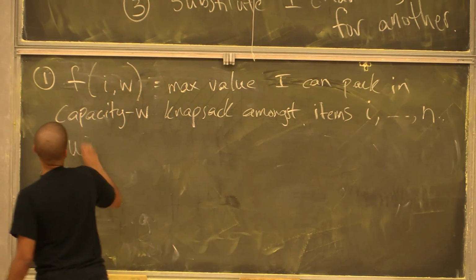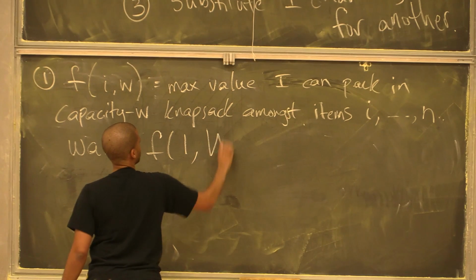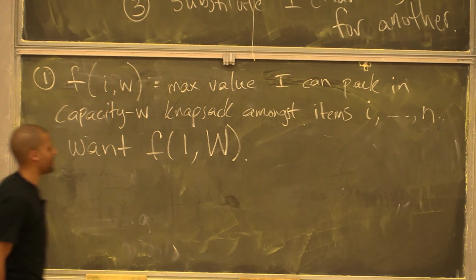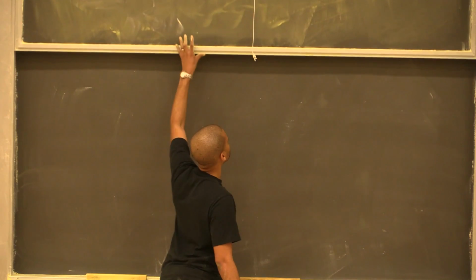And what do I want? I want f of 1, capital W, right? Because I'm allowed to pack items from 1 onward. That's everything is allowed. And my initial capacity is capital W. That's the input. And I can write down a recurrence relation.